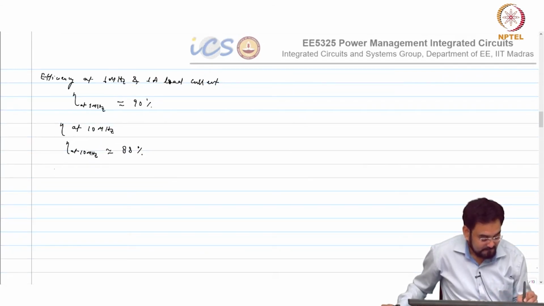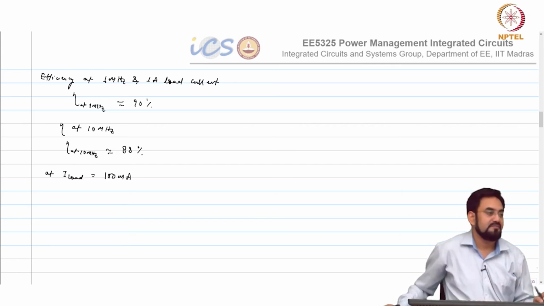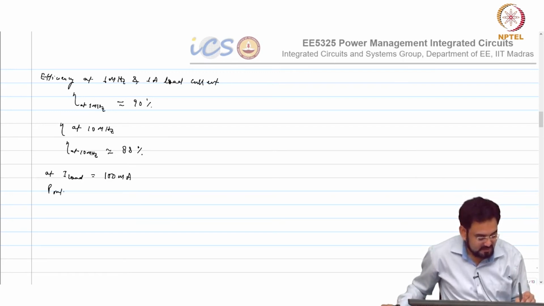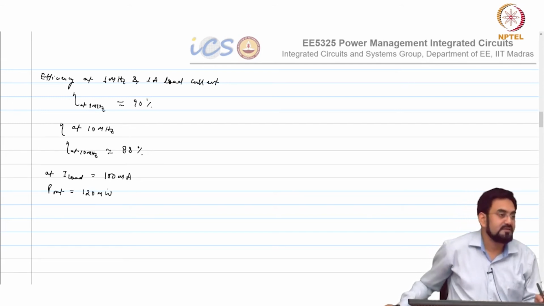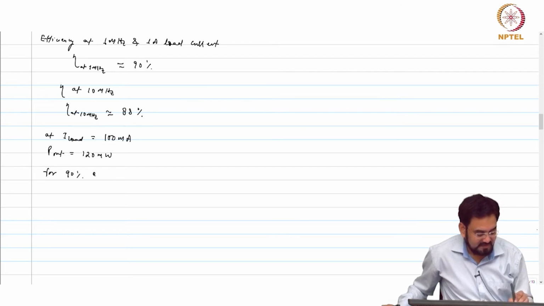So now at I load equal to 100 milliamp, P out is 120 milliwatt. Okay. So for 90% efficiency, what is the total loss?